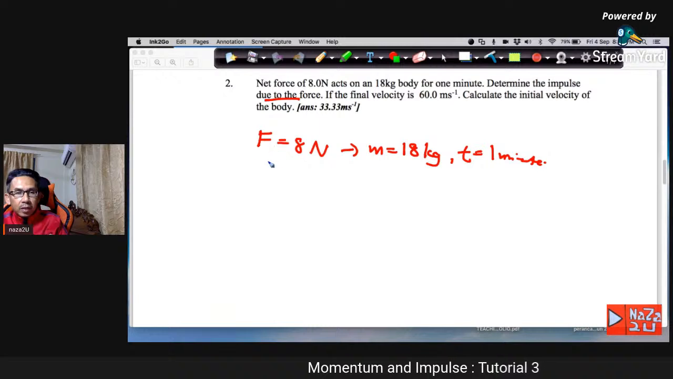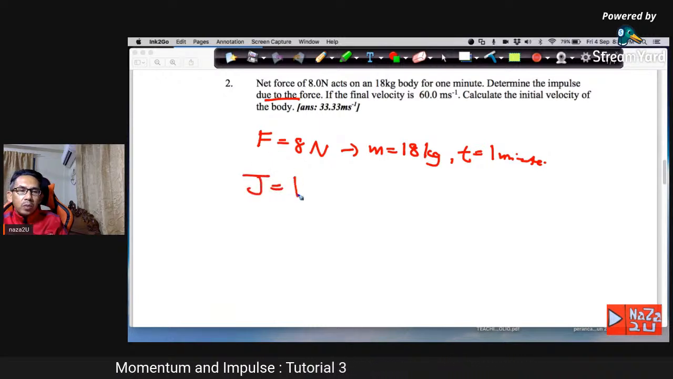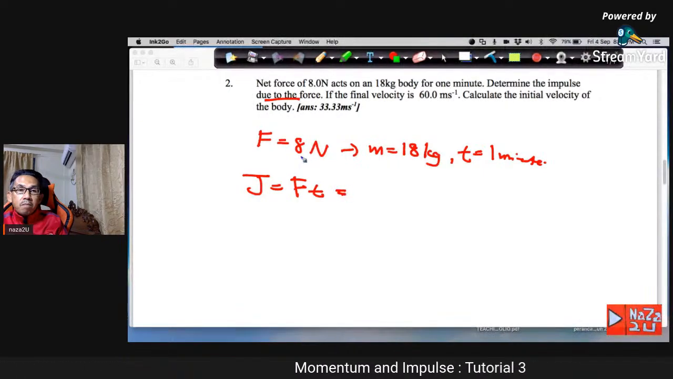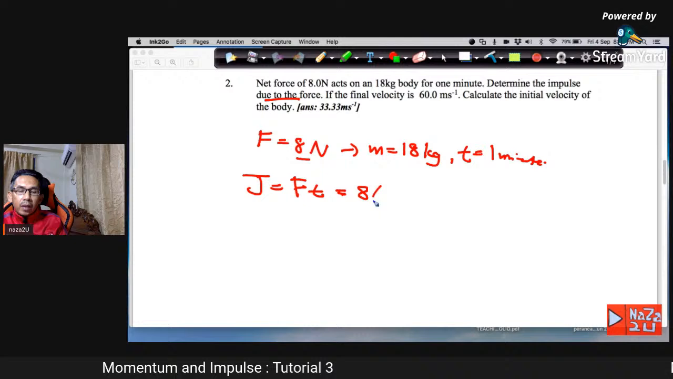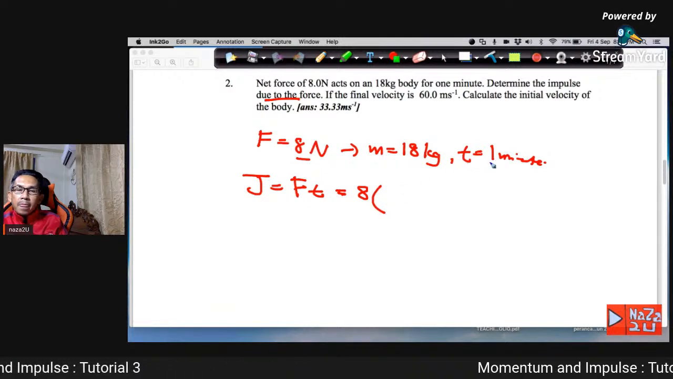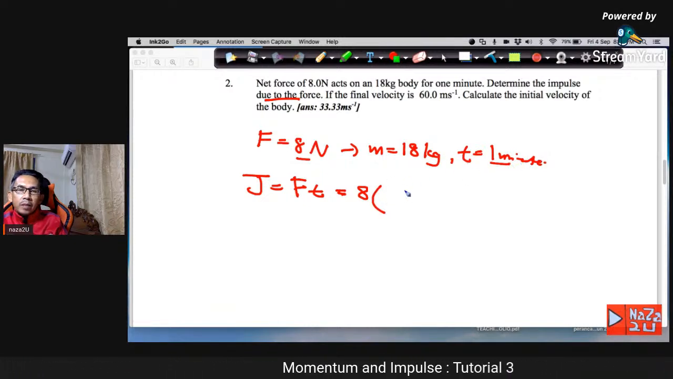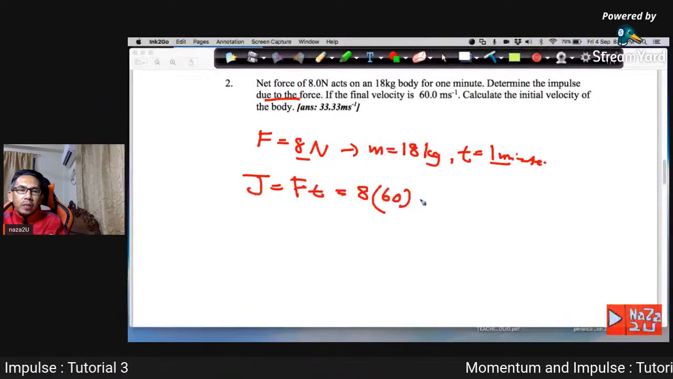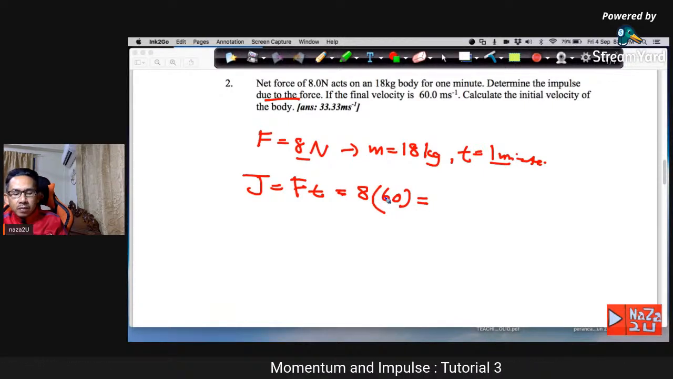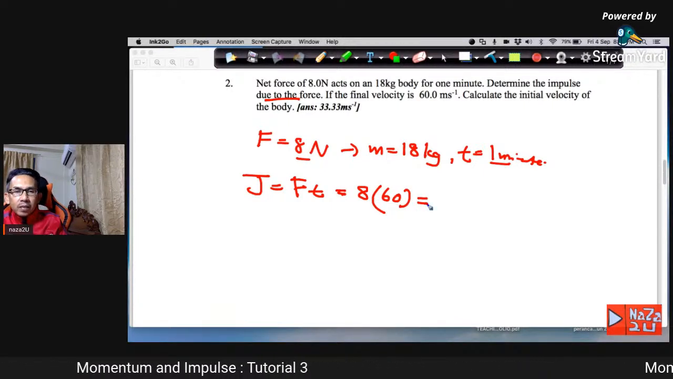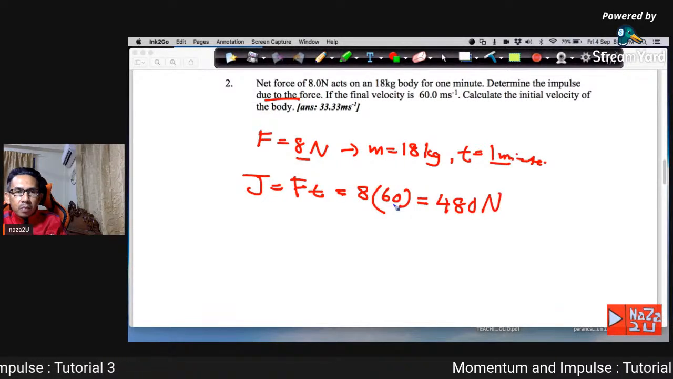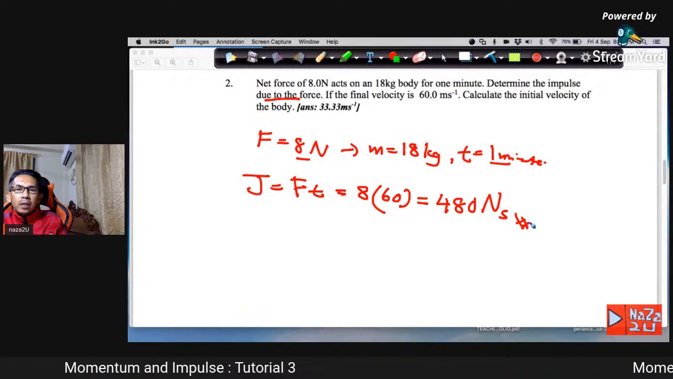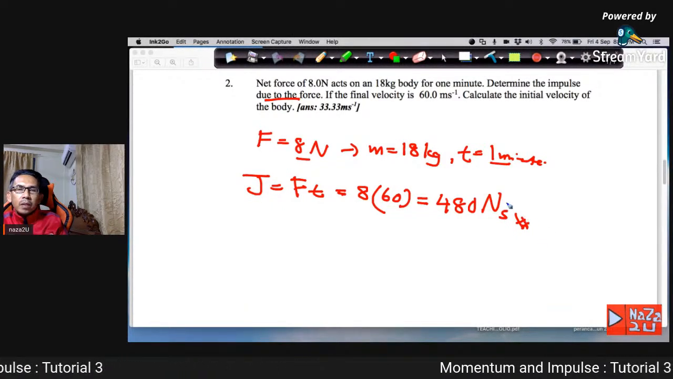The question asks you to calculate the impulse. The impulse is equal to force times t. The force is 8 Newton, and the time here is 1 minute, but use the second as the SI unit. One minute is 60 seconds. So the impulse is 8 times 60, which is 480, and the unit of impulse is Newton second. Okay, class, so this is straightforward.